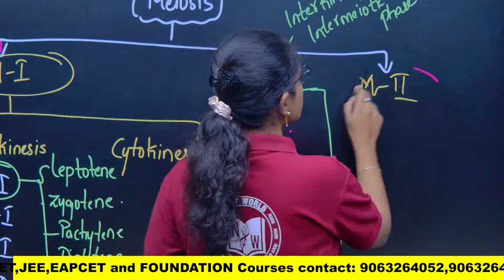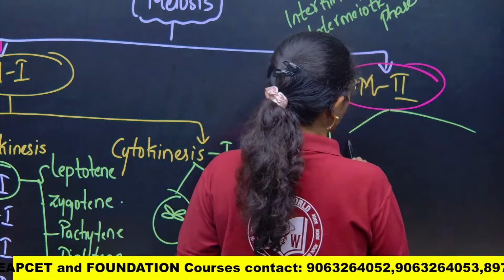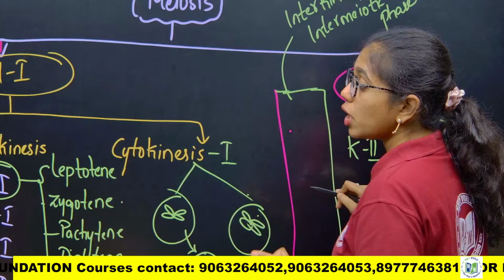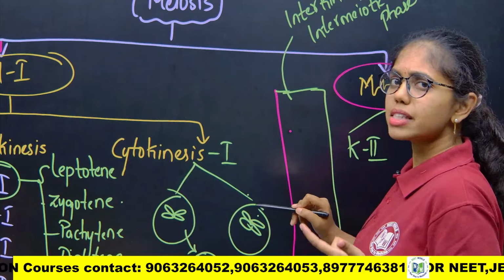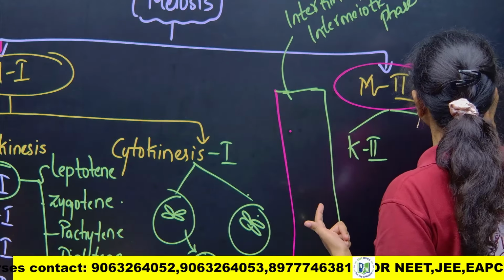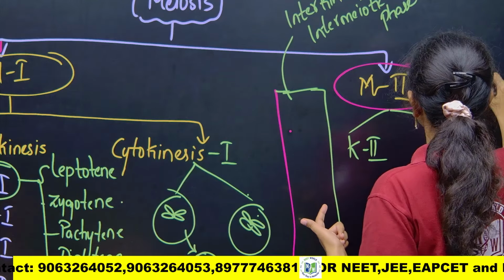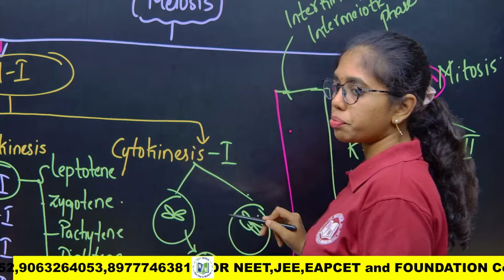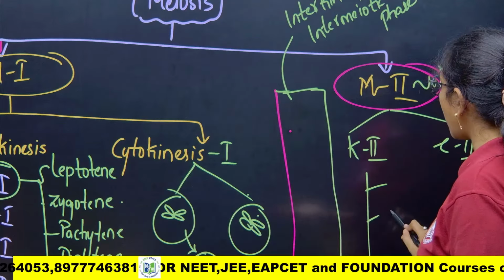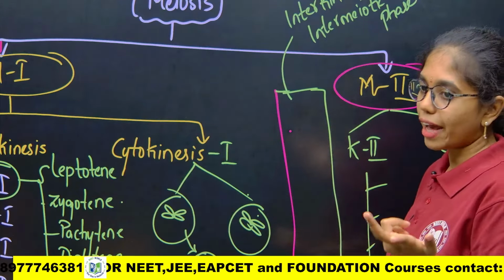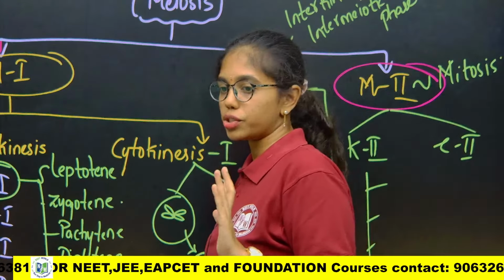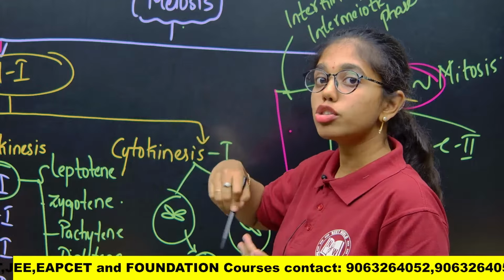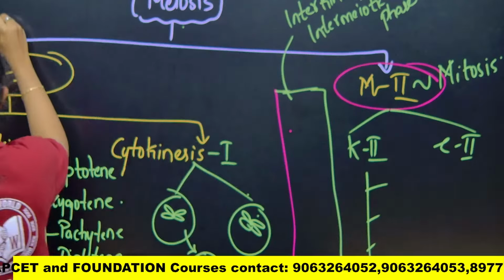Here in meiosis 2, again we have 2: karyokinesis 2 and cytokinesis 2. Meiosis 2 is the same as mitosis. Karyokinesis, as usual, has 4 substages: Prophase 2, Metaphase 2, Anaphase 2 and Telophase 2. That's it. And if you see meiosis, this is also called reductional division.